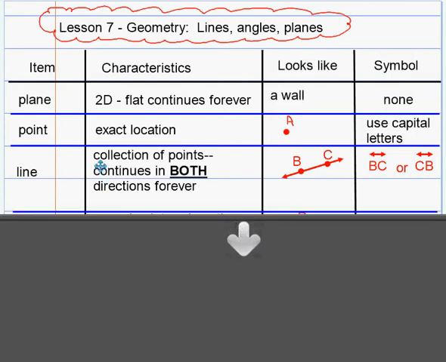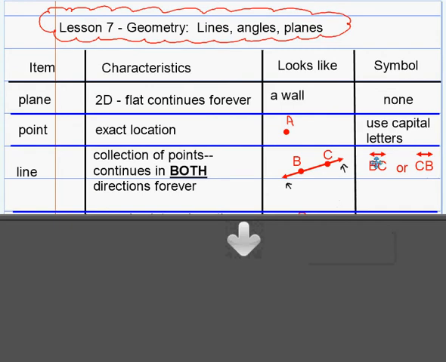The next item that you need to put in your notes is a line. And a line is a collection of points. Okay, so it's just a whole lot of these little points all strung together. So there's an infinite number of points, and it continues in both directions forever. So a line will go in either direction. A line will always have arrows at the end on each side. That tells you that it's going to go on forever. And a line typically will go through at least 2 points. Okay, there might be more points on the line, but it has to have 2 points.